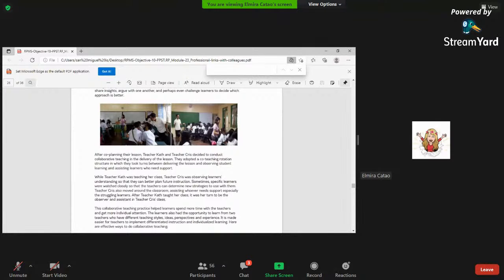Kasi kapag minamadali natin, baka magkaroon tayo ng problema along the way. Baka yung strategy na ginamit ay hindi suited doon sa ating tinuturo. Or either, hindi naintindihan ng bata yung tinuturo natin because the strategy that we use is not fitted to a certain activity given to our students. Number 5, learn from your teaching experience.